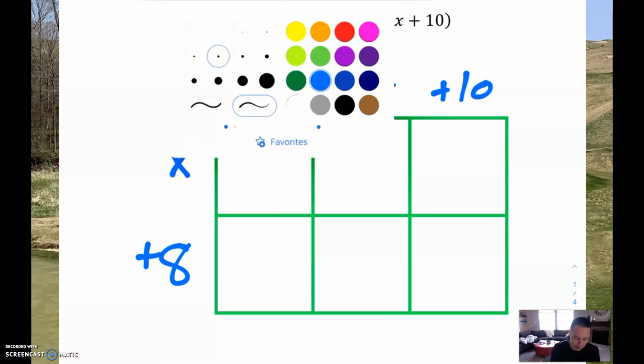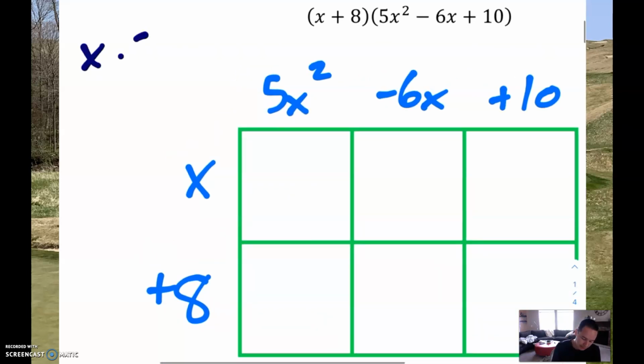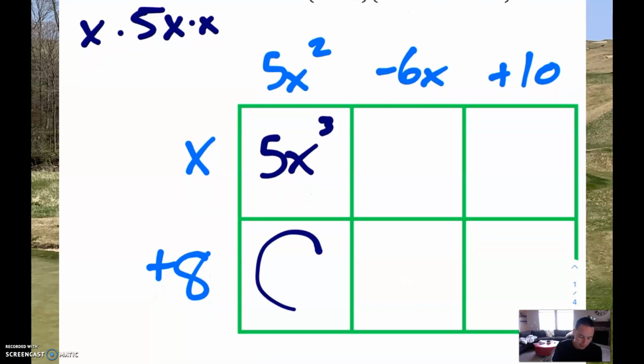To fill in the boxes, we're going to do the exact same thing as before. We're just going to multiply. So to fill in this spot here, we're going to take x and multiply it by 5x squared. Now you might have forgotten how to do this. If we take an x times a 5x squared, it means x times 5 times x times x. You actually now have 3 x's there. So it's going to be 5x, and we now call it cubed, to the 3rd power. Then let's do this bottom one down here where we're going to multiply 8 times 5x squared. And if we multiply those, we end up with 40x squared.